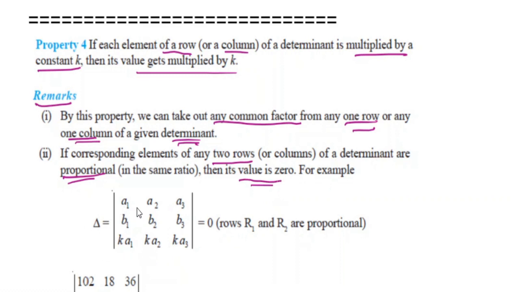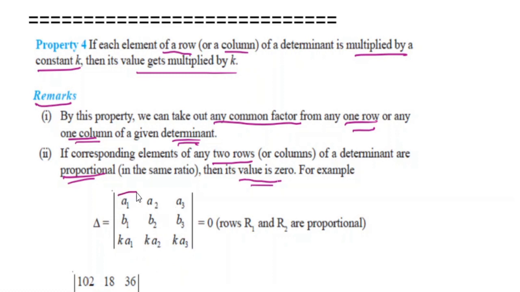See, in this case, A1, A2, A3, B1, B2, B3. But when you look at the third row, it is proportional to A1, that is the first row. It means A1 is multiplied by k, where k is a proportionality constant. For example, if it is 3 or 6, it means every element is multiplied equally by 3 or 6. So it is proportional.